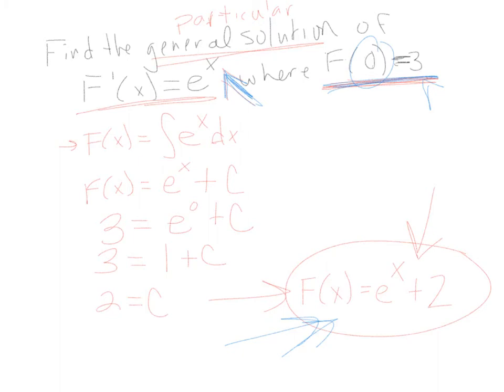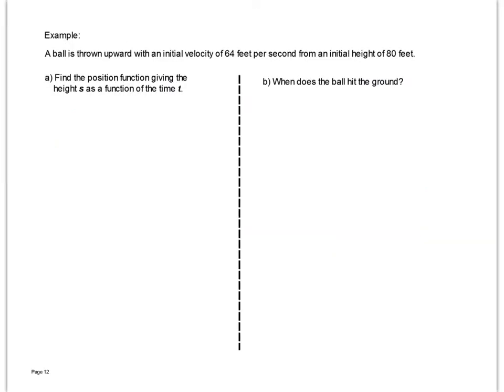So that leads us to this example that led us from that past one, where I kind of talked about those initial conditions being velocity and acceleration. So it says this ball is thrown upward with an initial velocity of 64 feet per second and initial height of 80 feet. Well, what does that tell us? It tells us velocity at 0 is 64.